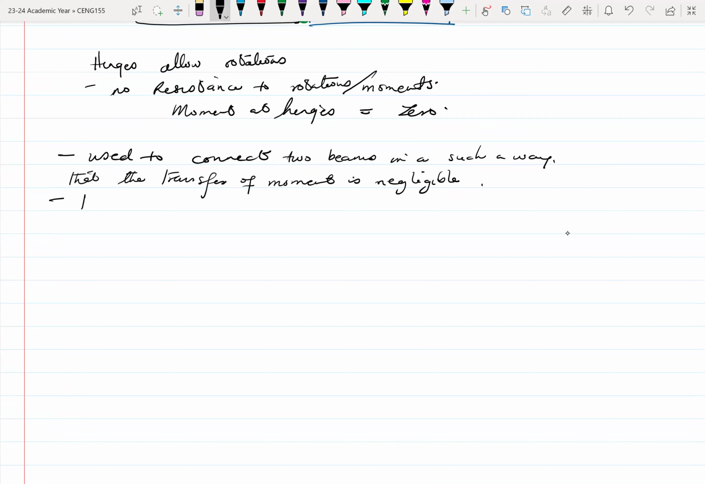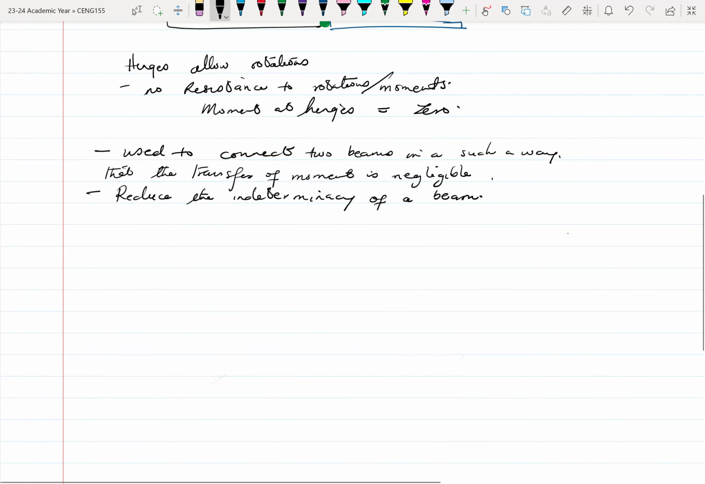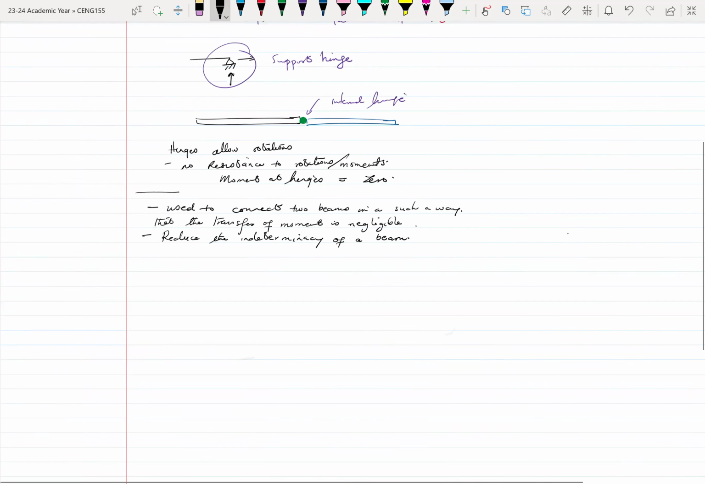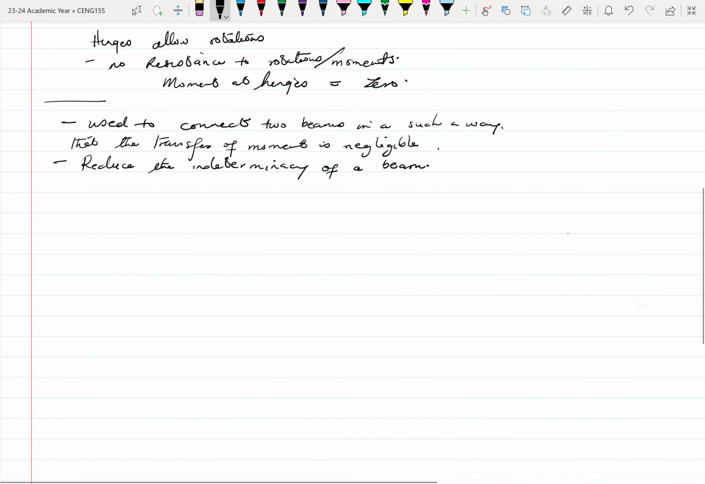And also, we use that to reduce the indeterminacy, which is what we want to accomplish here. The indeterminacy of a beam or a frame or whatever structure it is. So in the case of point two, we can look at the propped cantilever again.